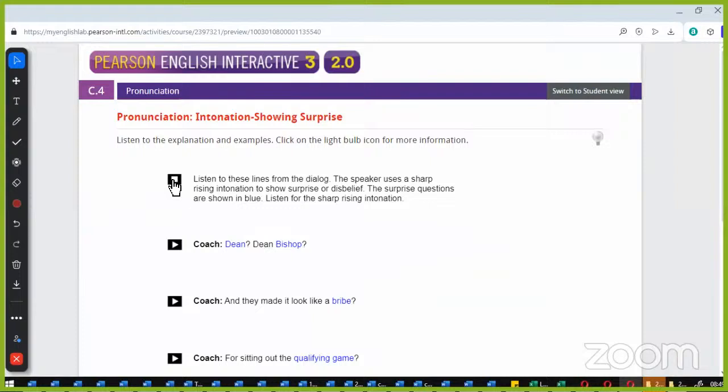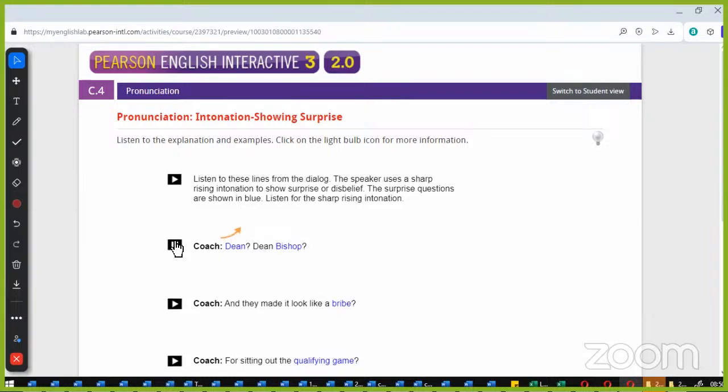Listen to these lines from the dialogue. The speaker uses a sharp rising intonation to show surprise or disbelief. The surprise questions are shown in blue. Listen for the sharp rising intonation.